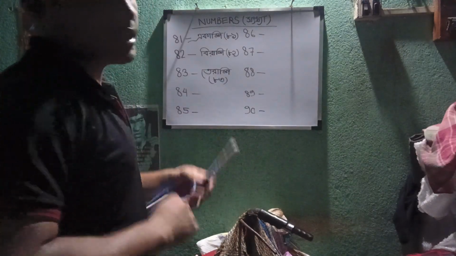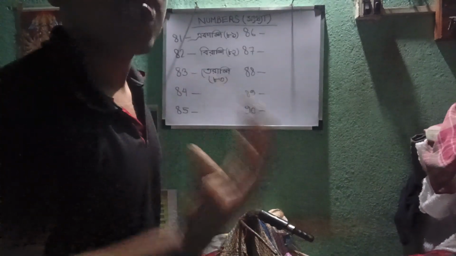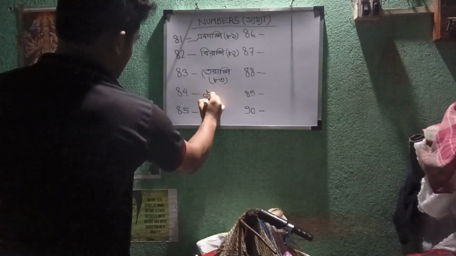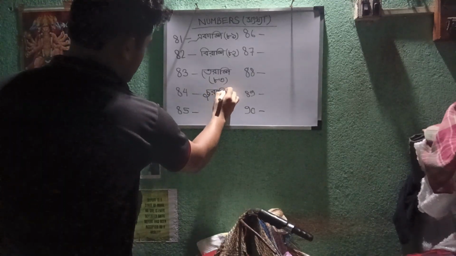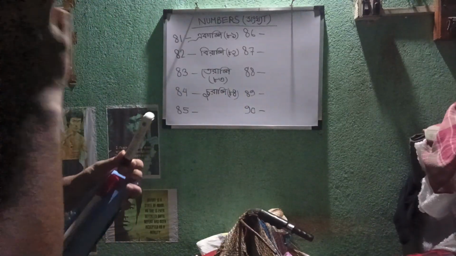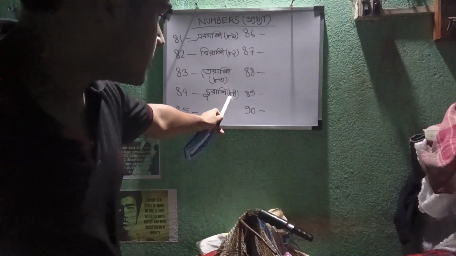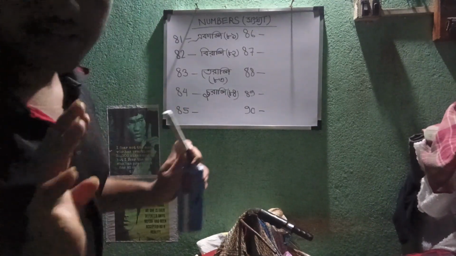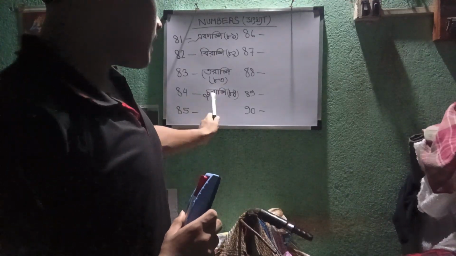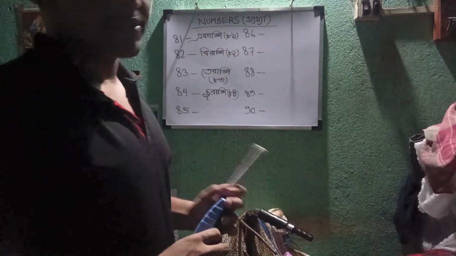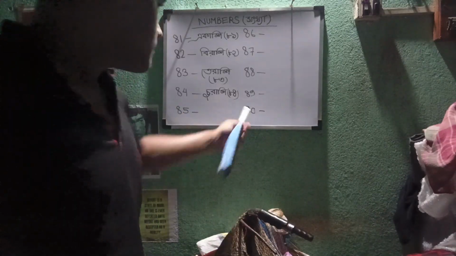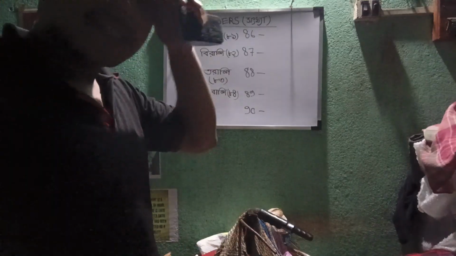And 84. 84 means churâshi. So this is 8 and this is 4. This is 4 in the Bengali number writing system, and this is 8 in the Bengali number writing system, which we have covered in the first session of the number series. So churâshi means 84.